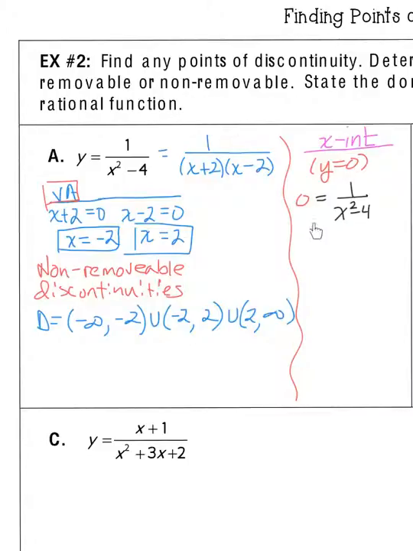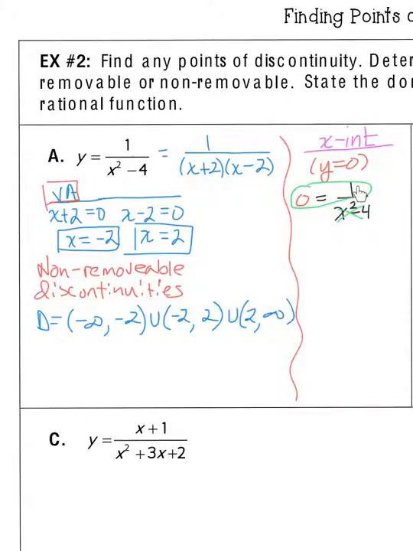So you have to think about this logically. The only way for this fraction to have a value of 0 is if the numerator is 0. I don't care about the denominator. If I have 0 over anything, the value of that fraction is going to be 0. So theoretically, I can just ignore that denominator. I only care about the numerator.